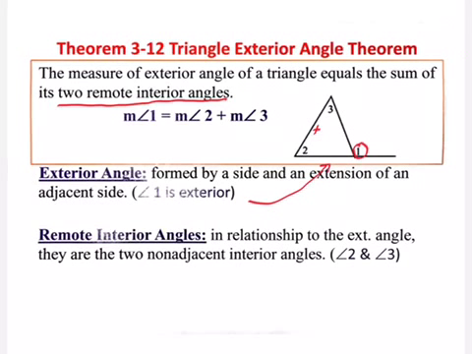Remote interior angles are in relationship to your exterior angle. They are the two non-adjacent interior angles. In this case, 2 and 3 would be examples of remote interior angles. They're the two angles not beside your exterior angle inside the triangle.